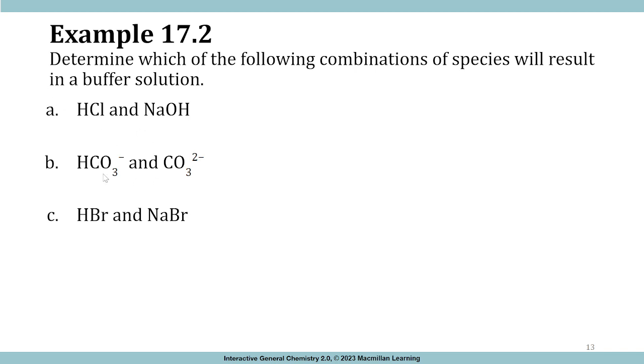This right here, HCO3 minus and CO3 2 minus. What do those have in common? They're both CO3, aren't they? And what's the difference between them? An H and a plus charge, isn't it? So this is actually an acid and its conjugate base, or a base and its conjugate acid. Either way you want to look at it. And so right here we have a weak acid-base pair that have an ion in common, which is the CO3. So this is a buffer solution right here.